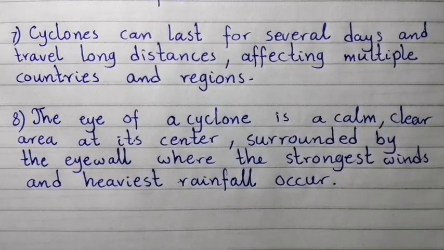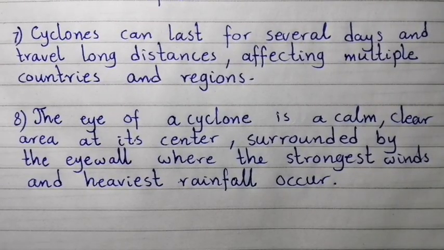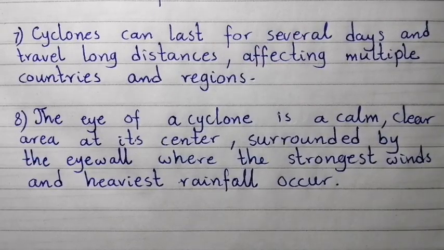The eye of a cyclone is a calm, clear area at its center, surrounded by the eye wall, where the strongest winds and heaviest rainfall occur. Point number 9.